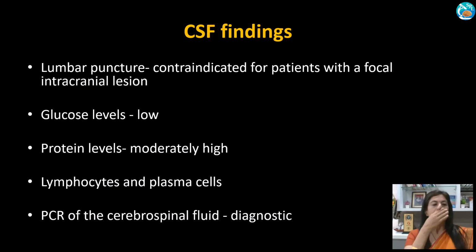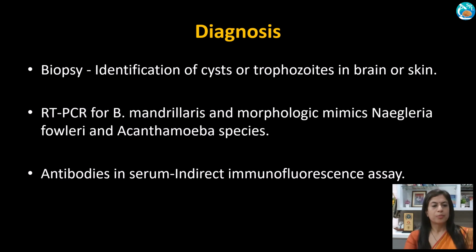CSF findings. Although lumbar puncture is generally contraindicated in patients who present with focal intracranial lesion, when CSF is obtained, we may find glucose levels are usually low, proteins are moderately high, and lymphoplasmacytes are noted in the CSF, and PCR can render a diagnosis of Acanthamoeba or Balamuthia.